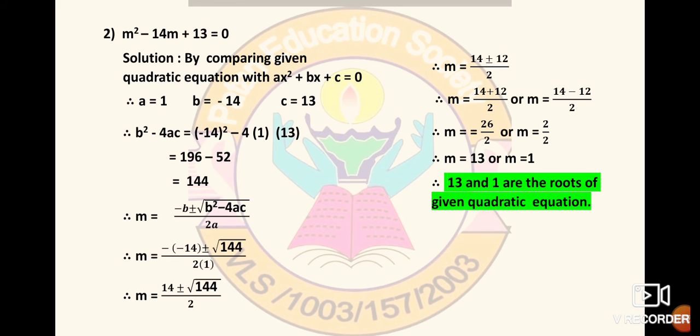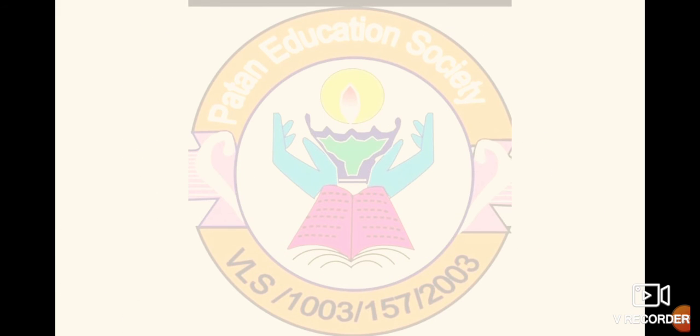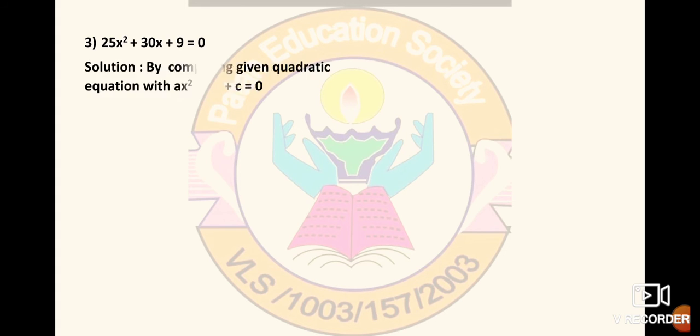Now let us see example number 3. The example is 25x square plus 30x plus 9 is equal to 0. Again, if you observe this example, it is in the proper standard form, in which it is needed to solve it by using the formula method. So directly you can compare the given quadratic equation with the standard form to get the values of a, b and c as 25, 30 and 9 respectively.